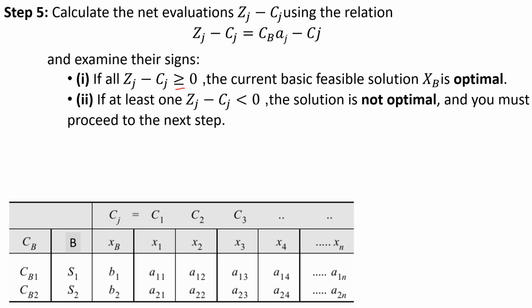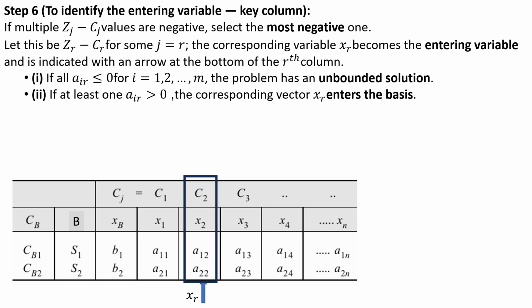consider the current basic feasible solution, that is XB, as optimal. If at least one Zj minus Cj is negative, that is less than 0, then the solution is not optimal, and we must proceed to the next step. So let's see step 6, which is to identify the entering variable by the key column.